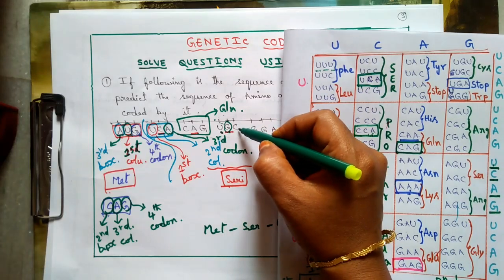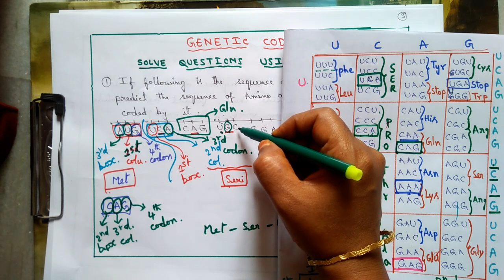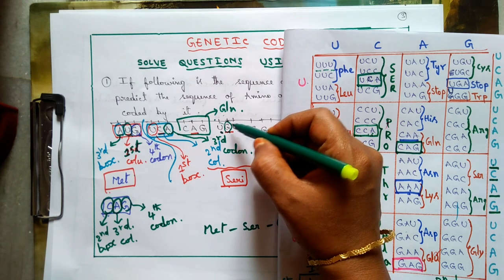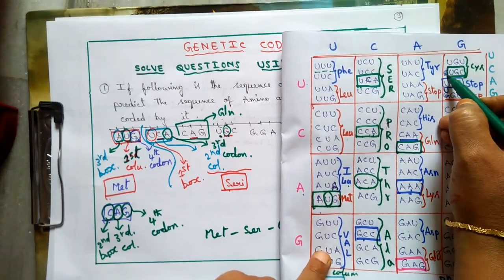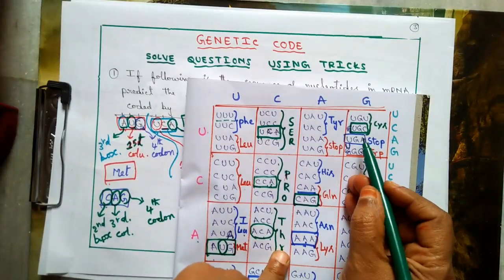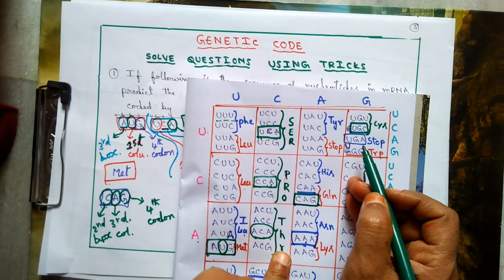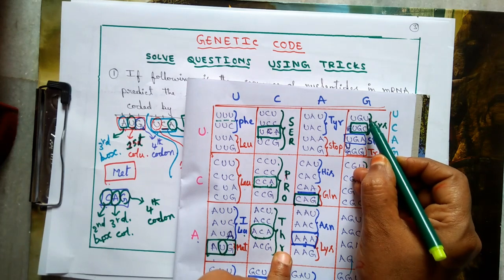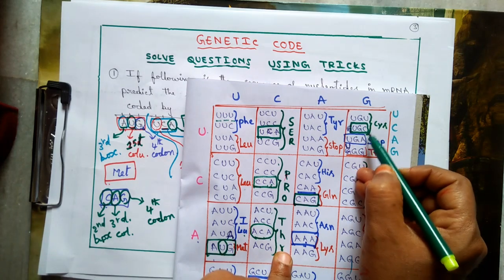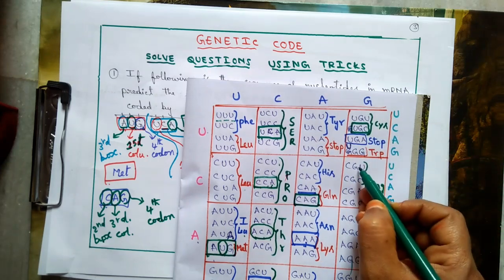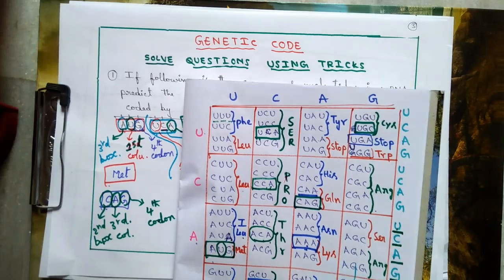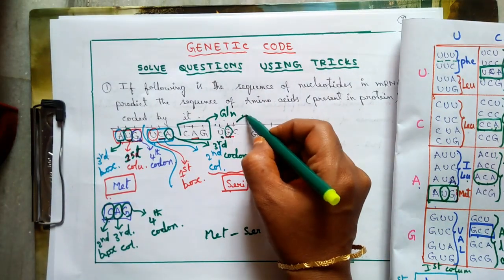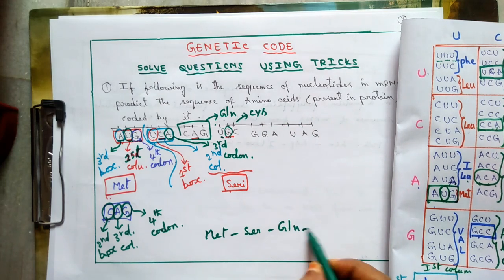The last base of this triplet codon is C. C means it is the second codon. So the second codon UGC is present in the first box of the fourth column. First, second, third, fourth. So it codes for what? Cysteine. Like this we have to translate. Cysteine.